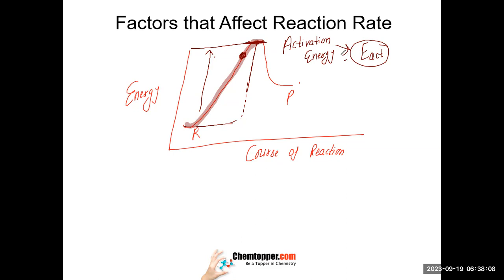Right? Now answer my question. There is a reaction in which the activation energy needed is this much, but there is another reaction. I'm making another reaction here. The activation energy needed is this much. This is the reactant, this is the product. Which reaction is faster according to your understanding?